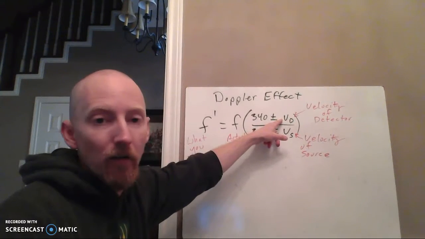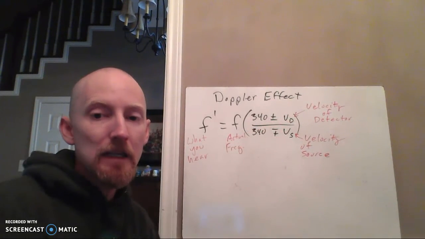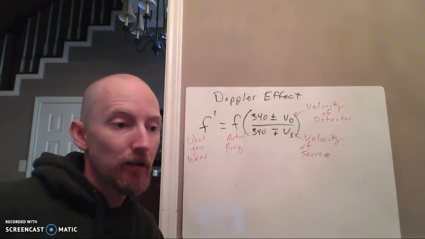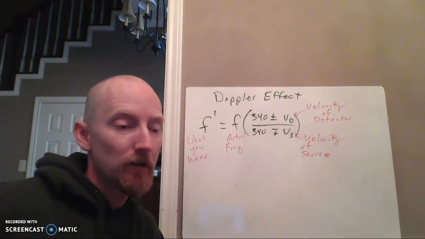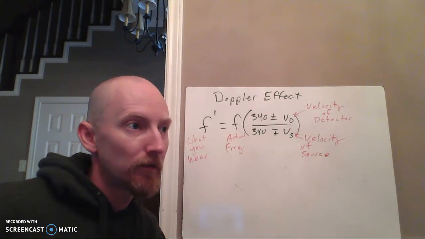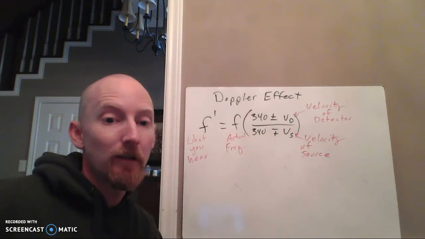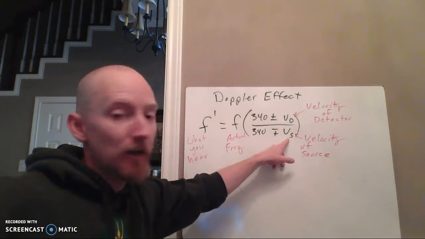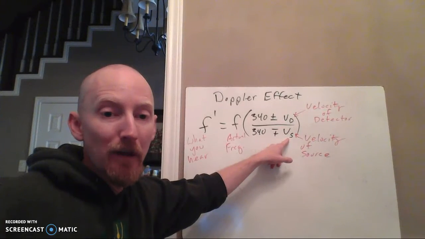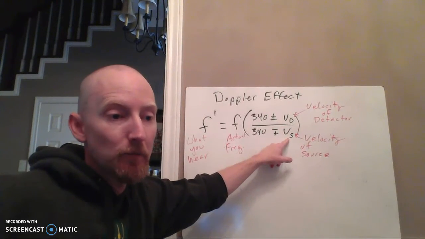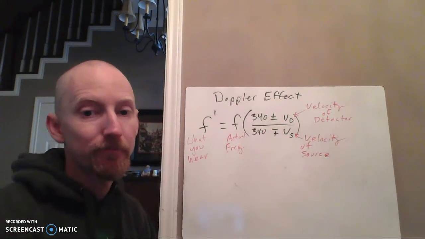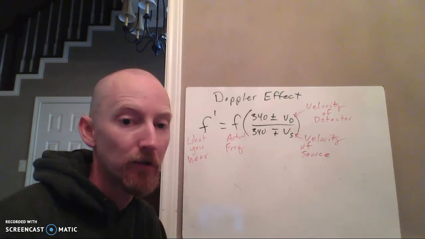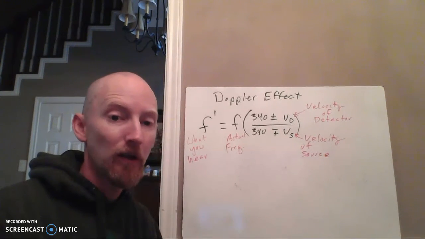Vd is the velocity of the detector. This is the person hearing the sound. So in my previous example, if it's a person standing on the side of the road, then that would be the person. That would be Vd. Vs is the velocity of the source. This is what's making the sound. So in that case, it would be the car driving by. Okay, so you set it up like this every time. These are actually really easy problems once you see a few because they don't change a whole lot.